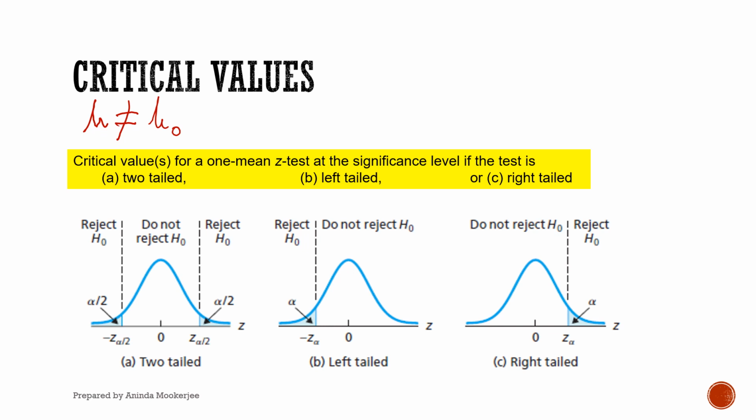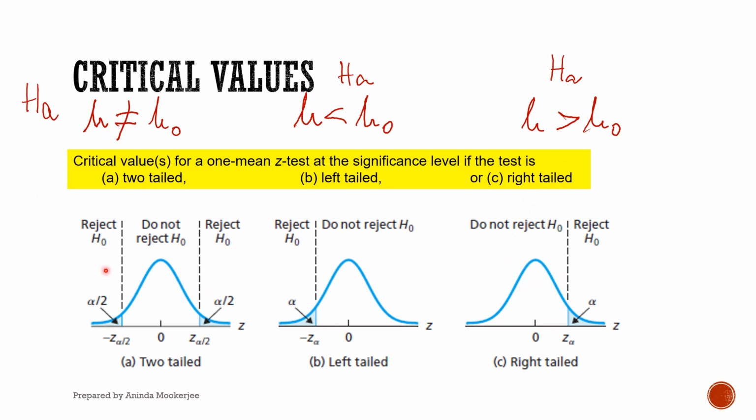If it has a less than sign in the alternate hypothesis, then it's going to be a left-tail test. And if there's a greater than sign in the alternate hypothesis, all of this has to do with the alternate hypothesis. Keep in mind that the null hypothesis will always have an equal sign in it. So if it is greater than, then we will end up with a right-tail test.